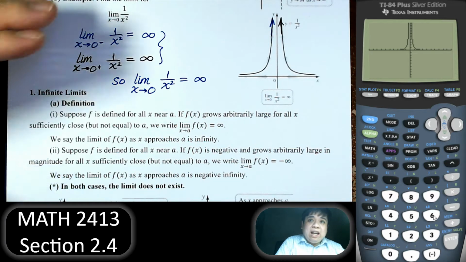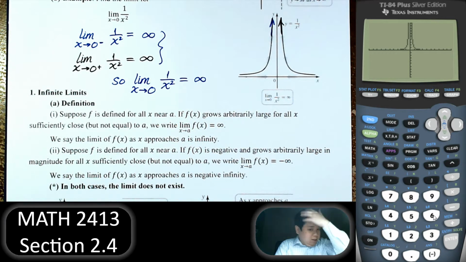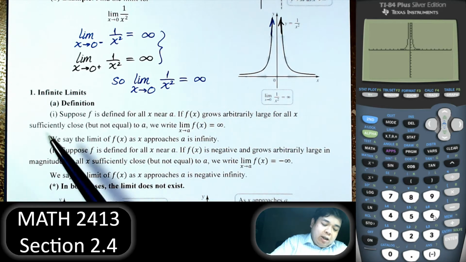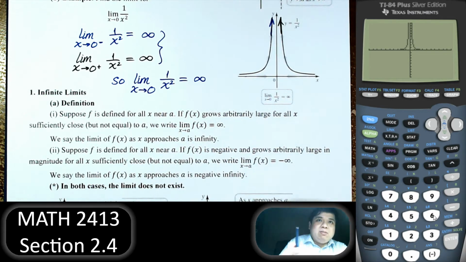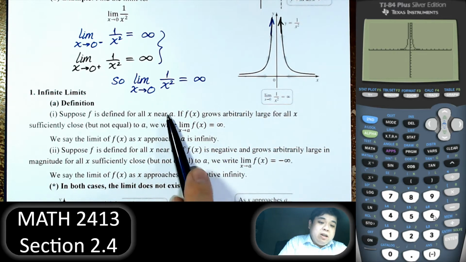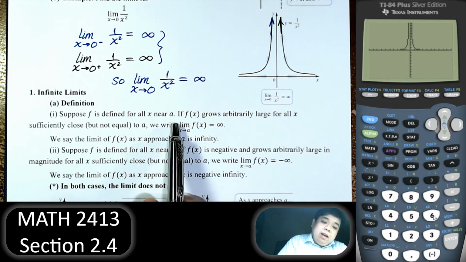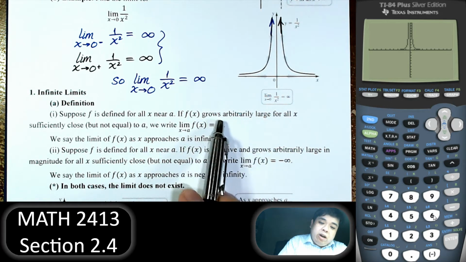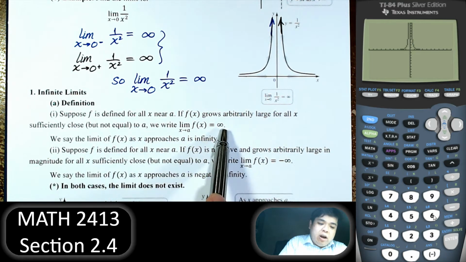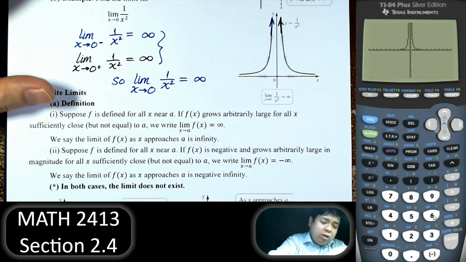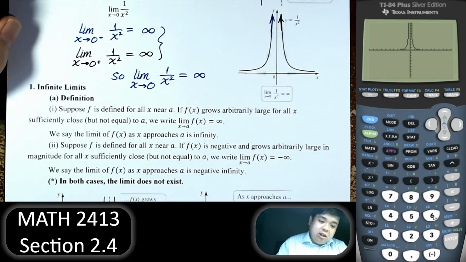Now we focus on the infinite limit. What happens when x goes to a constant? The values will go to something that is undefined. Suppose the function is defined for all x near a. Again, with the idea of a limit, it doesn't have to be defined at a. If the function grows arbitrarily large for x sufficiently close to a, then we write this.